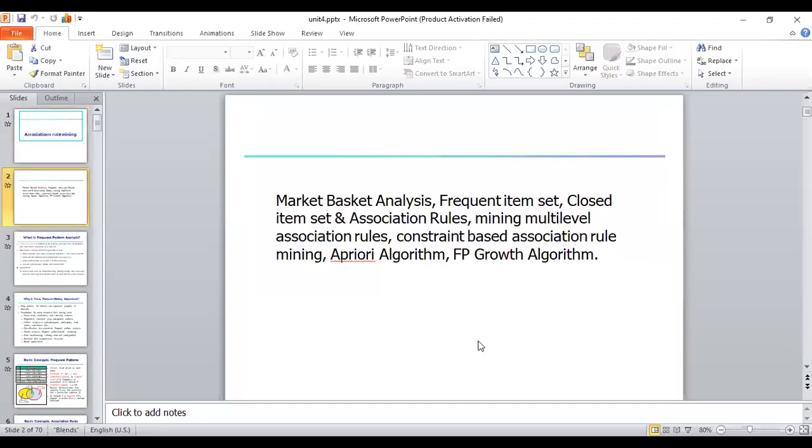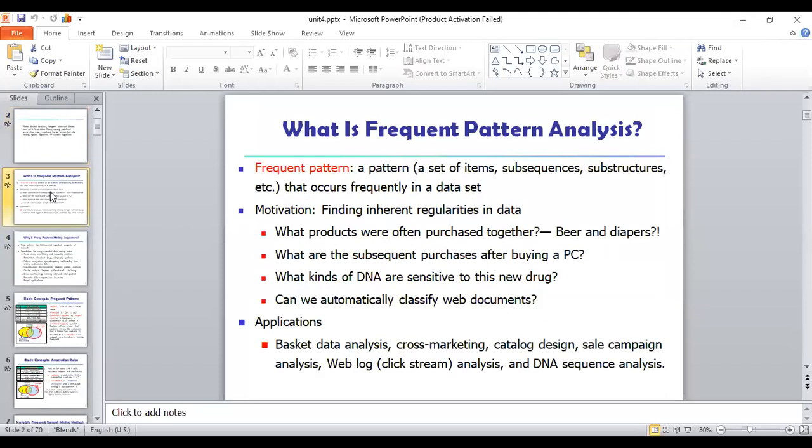So the second part is association rule mining. Under this, these are the terms: market basket analysis, frequent item sets, closed item set, association rule mining, multi-level association rule, constraint-based association rule, Apriori, and frequent pattern growth algorithm. So we'll start with this topic.